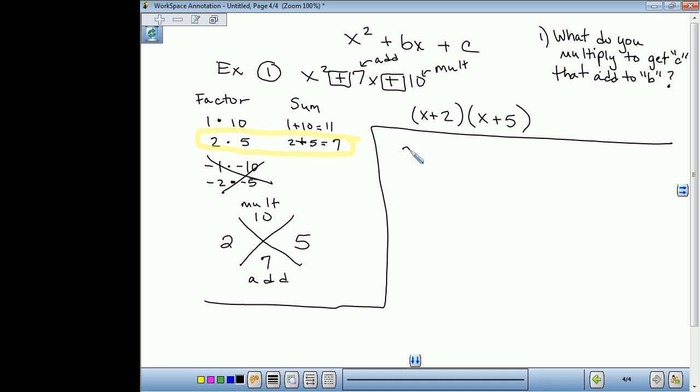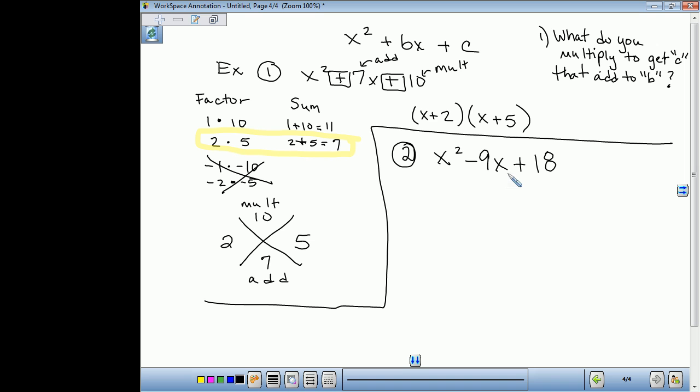All right, example 2. Okay, x squared minus 9x plus 18.